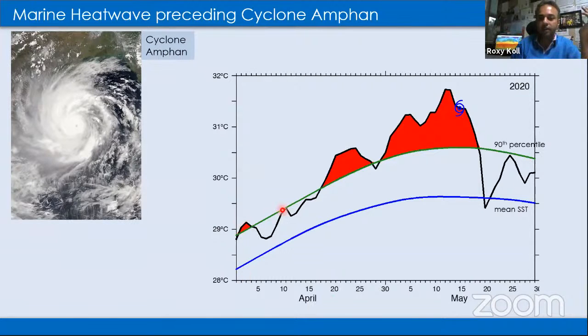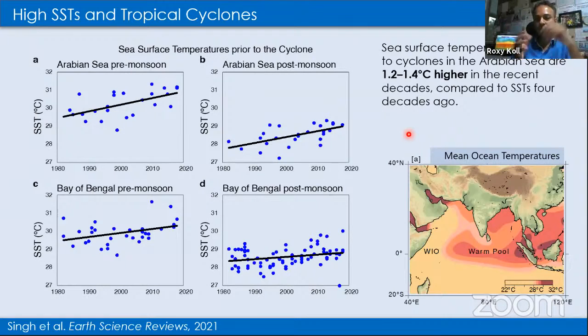This black line is the temperatures that we witnessed just before Cyclone Amphan. Cyclone Amphan is marked here, right? And this green line is the 90th percentile, which means these temperatures are in the top 10 percentile of temperatures ever occurred over this region. So if you compare it to the mean sea surface temperatures, the change is almost 3 degrees Celsius warm as sea surface temperature anomalies. So these marine heat waves are driving this rapid intensification of cyclones.